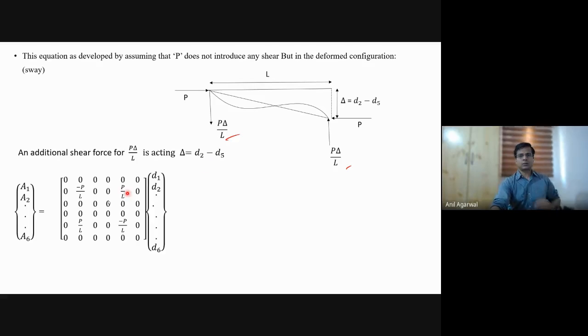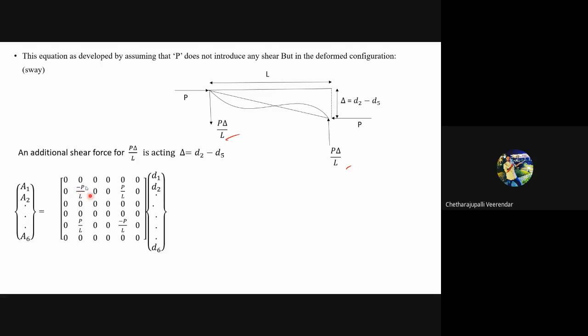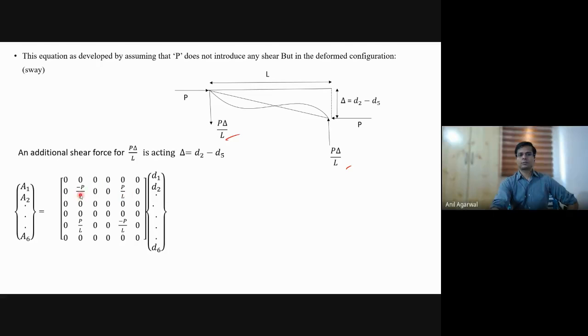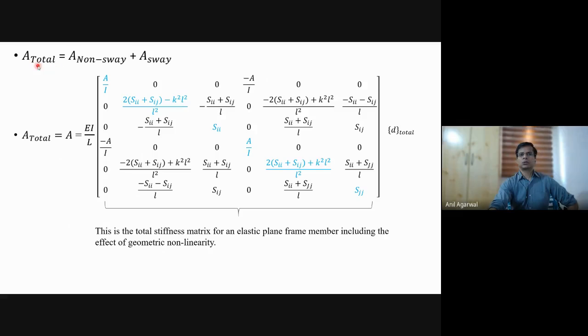So when the sway is not there, what will be the terms here? What will be the A2 value then, if D2 is equal to D5? Those things will be 0, right? Because minus P by L D2 plus P by L D5 will cancel each other out, because D2 and D5 are equal. As a result, you will not have any additional forces coming in because of sway effect. But if there is a sway, that is D2 and D5 are not equal, then the additional terms of A2 and A5 will come. All right, so you got the total stiffness matrix, which includes both the sway and non-sway effect. Now you can use the same stiffness matrix for non-sway cases also, because automatically it will adjust for that.